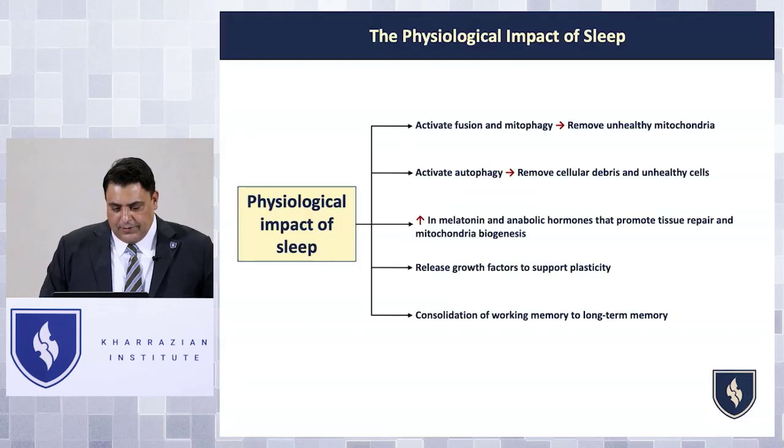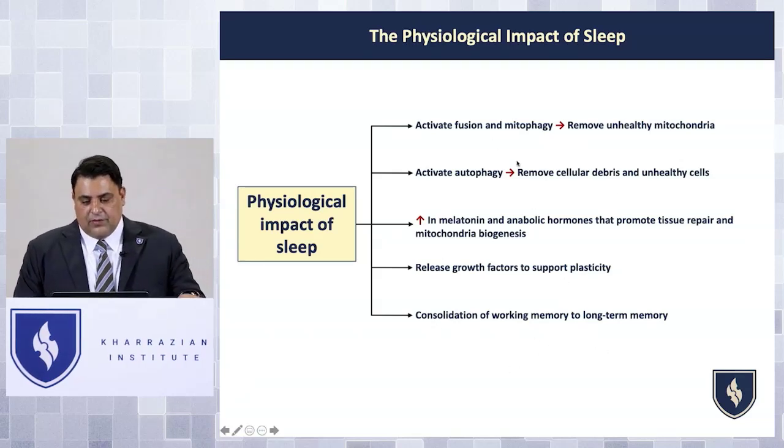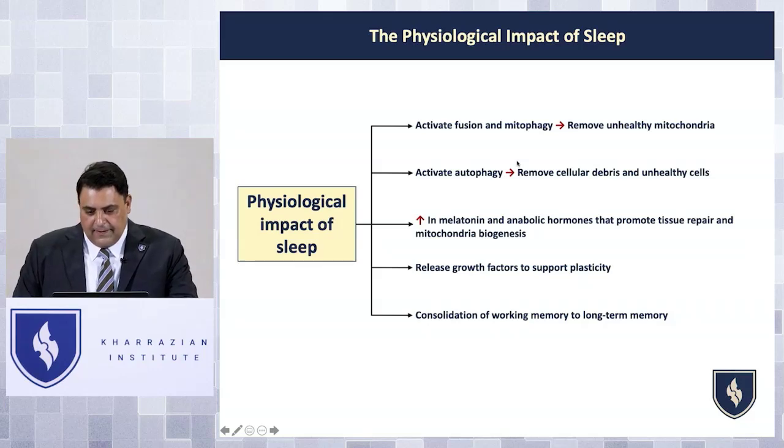So we're going to spend a little time here because sleep is really key to being able to help mitochondria function. So when we look at the physiological impact of sleep, it activates fusion and mitophagy, removes unhealthy mitochondria. It activates autophagy, which removes cellular debris and unhealthy cells. It increases melatonin and anabolic hormones, promoting tissue repair and mitochondrial biogenesis. Releases growth factors to support plasticity. And then it helps with consolidation of working memory to long-term memory. So these are all key things, but the mitochondrial effects are what we're really interested in.